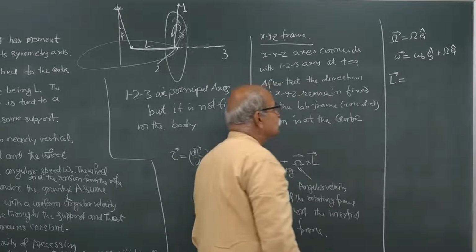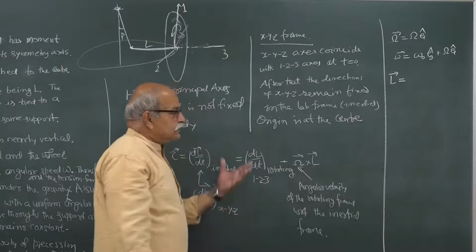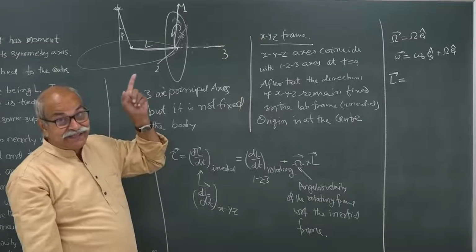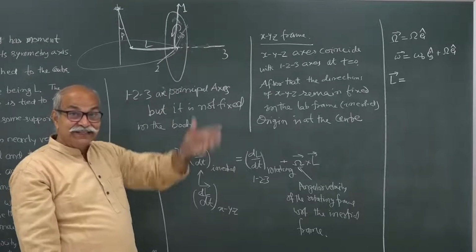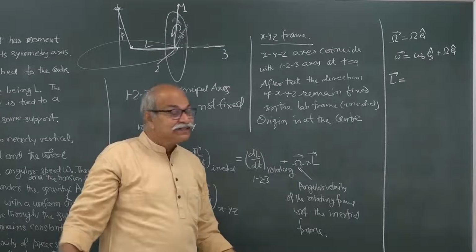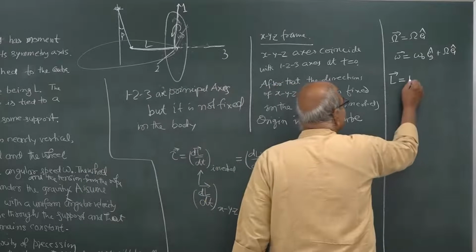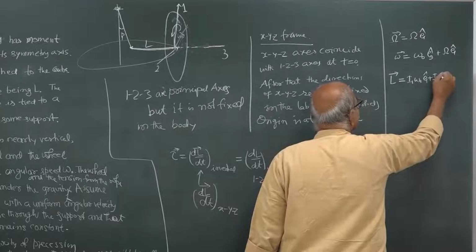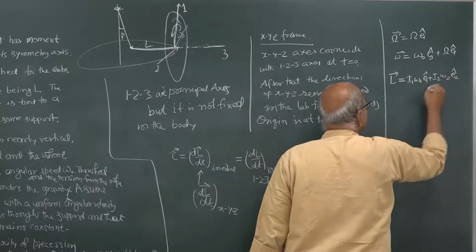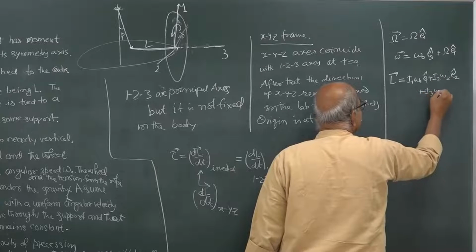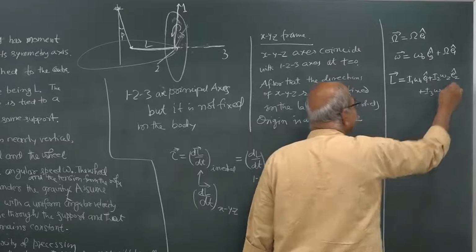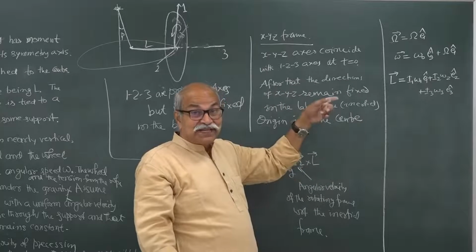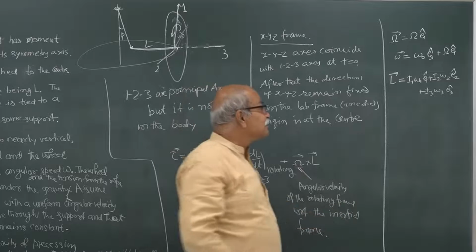And therefore, when we write L, this L is expressed in the 1, 2, 3 system, but remember L is a vector; in any system you can write the components. So, this L is equal to I1 omega1 E1 cap plus I2 omega2 E2 cap plus I3 omega3 E3 cap. This is how we can write it, because 1, 2, 3 are principal axes.